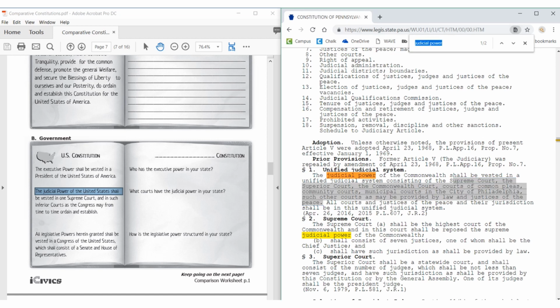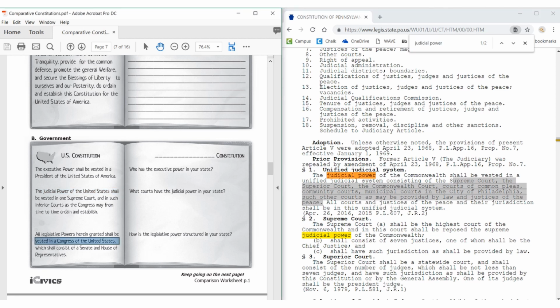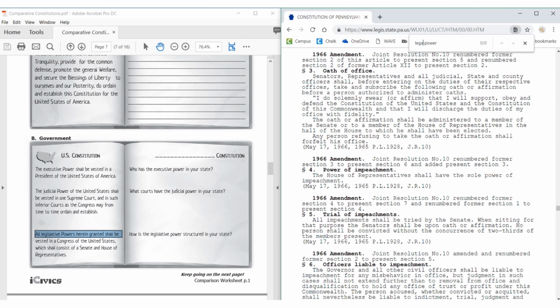Now, let's see. It says legislative powers. "All legislative powers herein shall be vested in a Congress of the United States, which shall consist of a Senate and House of Representatives." So we're going to look for how legislative power is organized in the United States. So I'm going to search legislative.